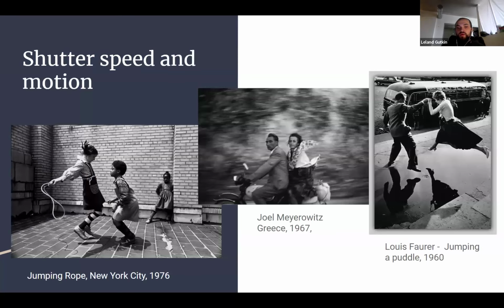Not only does it affect the amount of light, but it also affects how you capture motion. A faster shutter speed freezes motion, resulting in a sharp, crisp image of a moving subject, while a slower shutter speed introduces motion blur, capturing the movement of subjects over time.